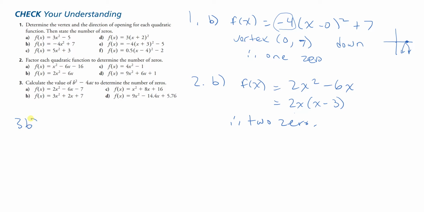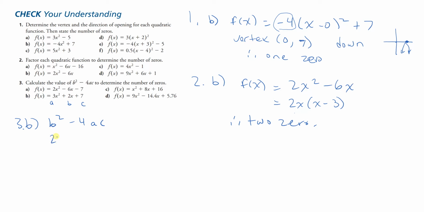Number 3, we'll do 3b again. Calculate the value of b squared minus 4ac to determine the number of zeros. You have to be careful here to make sure that you have a, b, and c lined up. They've done the polynomial in the usual order from highest degree to lowest degree. That's great. Sometimes, though, it might not be given to you in that order. You might have to rearrange. So b squared minus 4ac.